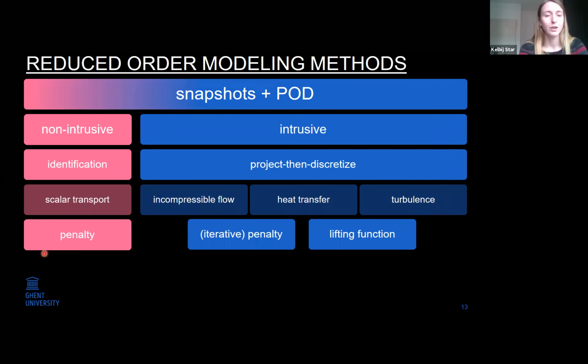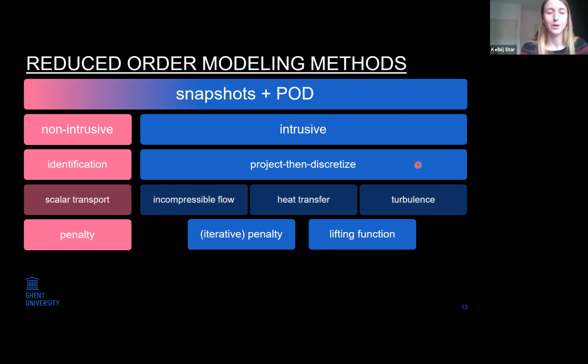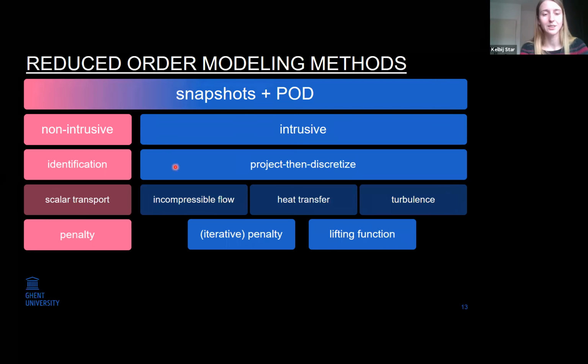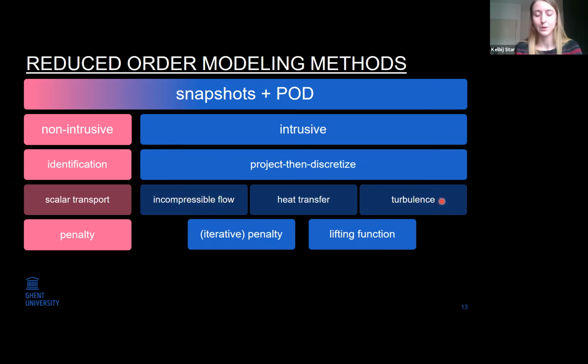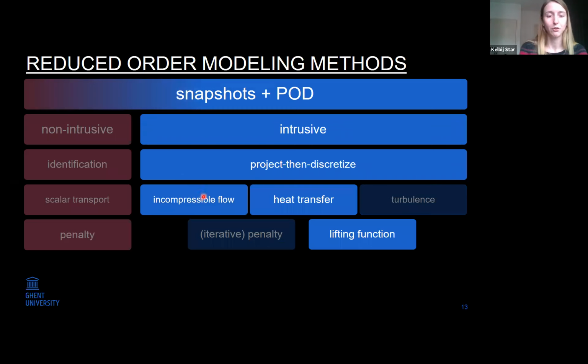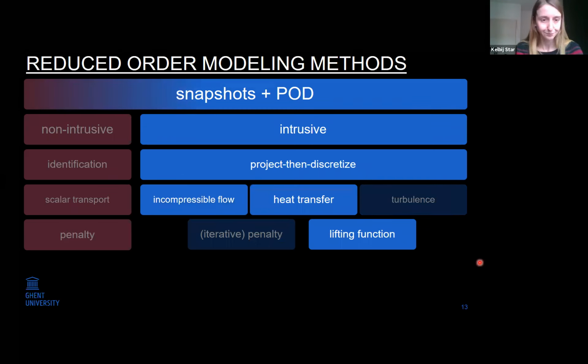If we look at the topics that I worked on, for the non-intrusive approach it was just the scalar transport equation, so linear problems. For the project and discretize approach, I spent a bit more time on incompressible flows and heat transfer, and also turbulence. Today I want to look with you at one of the cases, namely incompressible flow combined with heat transfer, using the lifting function approach.